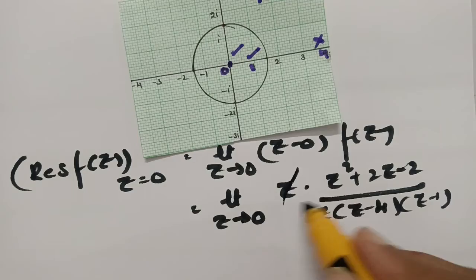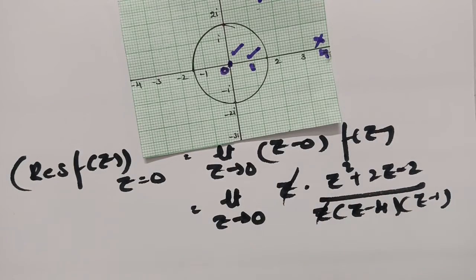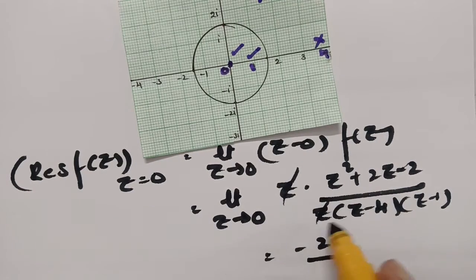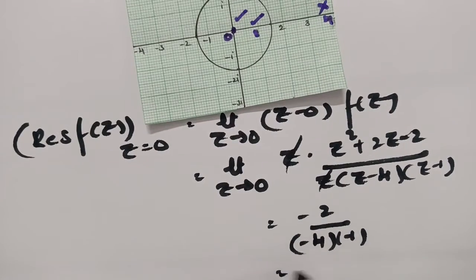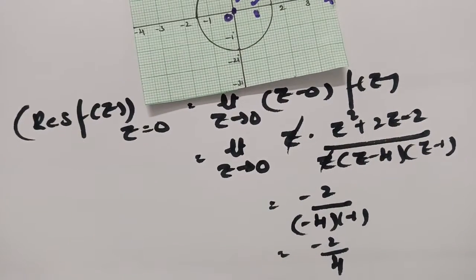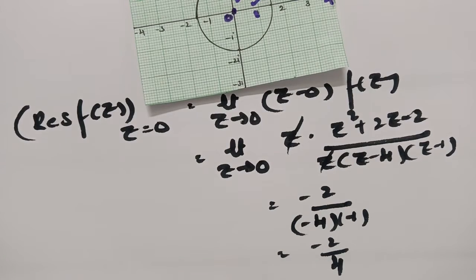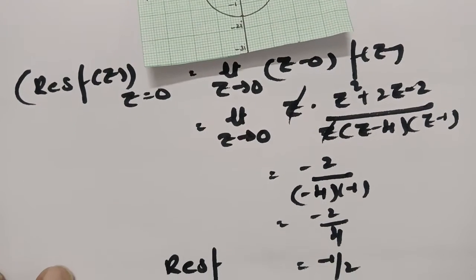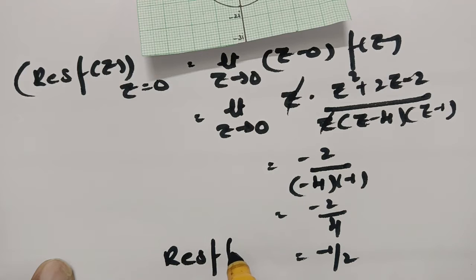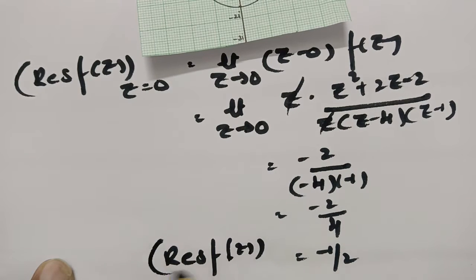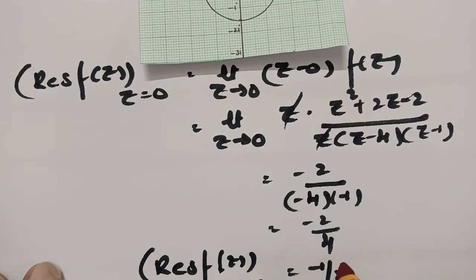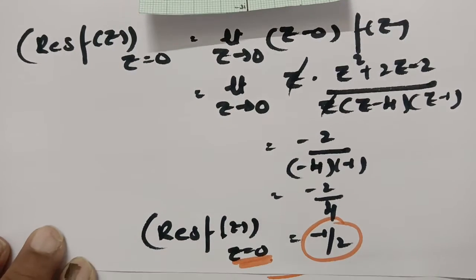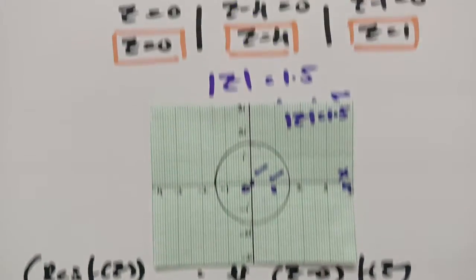If I cancel this z and substitute 0 in the rest of the function, the numerator is minus 2 and the denominator is minus 4 into minus 1. So minus 2 by plus 4. So this value is minus half. This is the residue value of f of z at the point z equal to 0. At z equal to 0, minus half is the residue value.